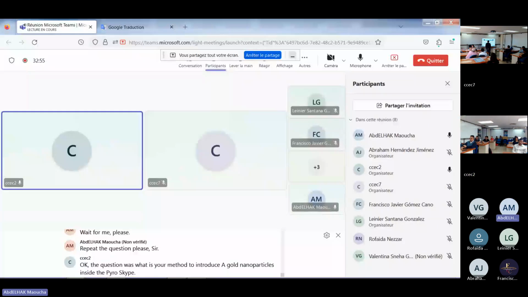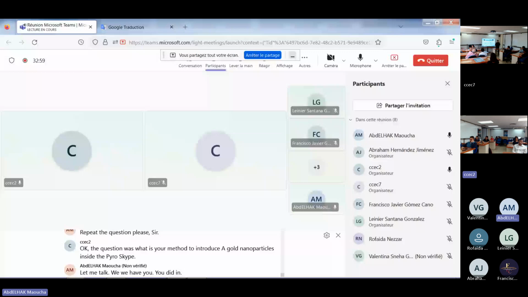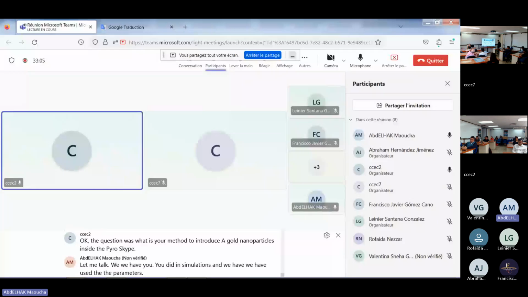The method we used is the FDTD simulations. And we have used the parameters, optical and electrical parameters. We introduced them in the SCAPS 1D.